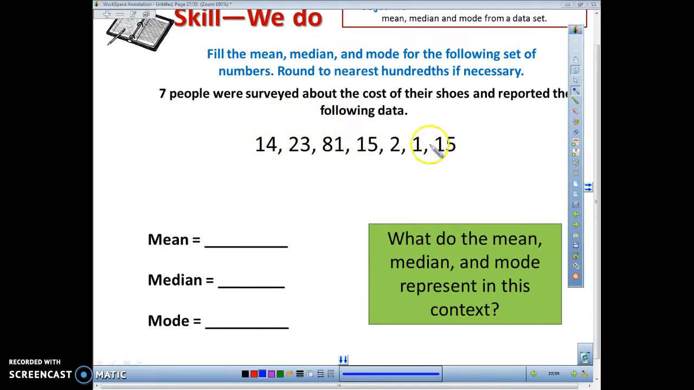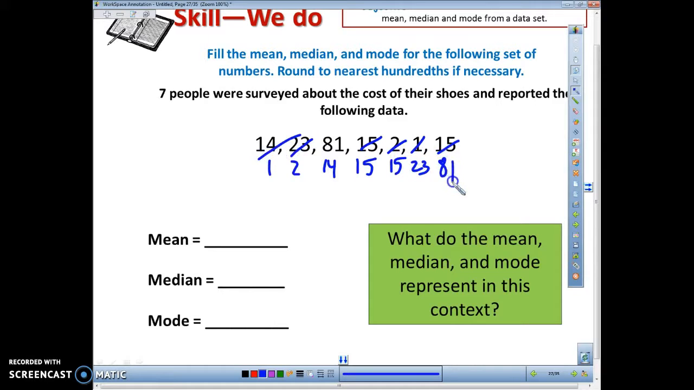So step 1, always rewrite from least to greatest. So 1, 2, the next lowest one is, I guess, 15. Oh, I messed up. I have 14 first. 14. And 15 here.